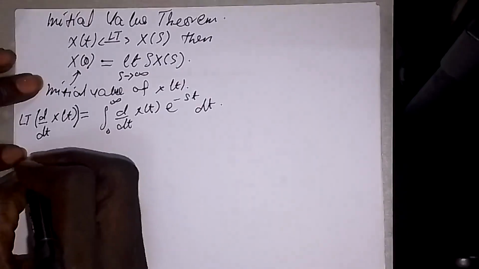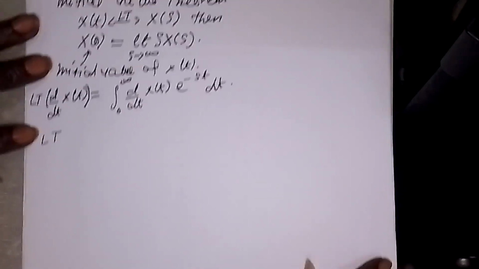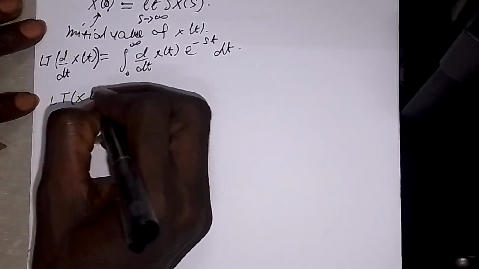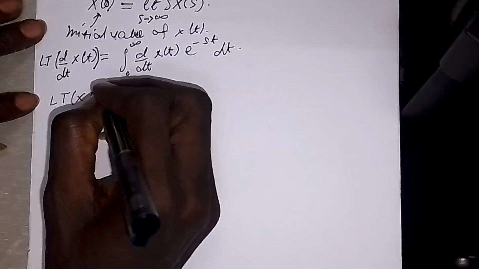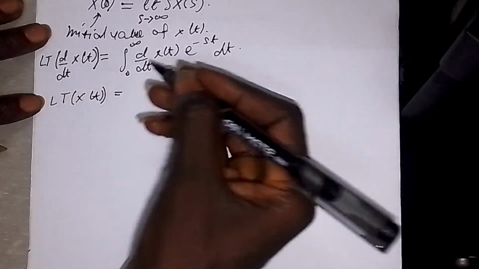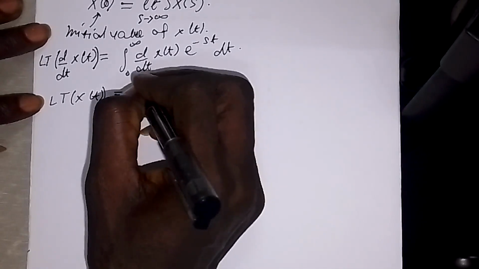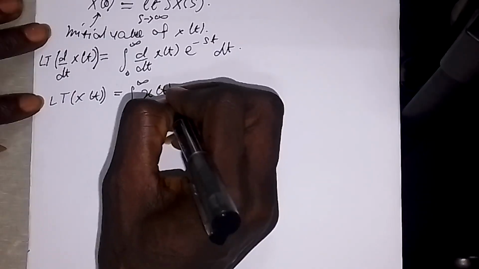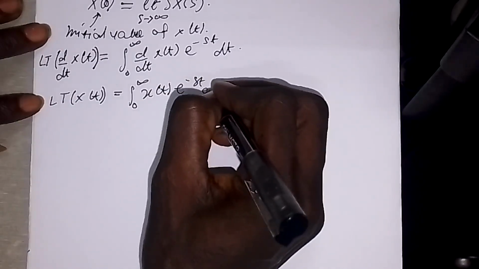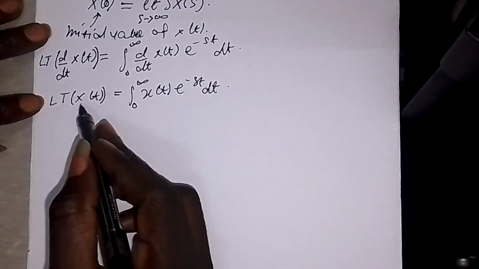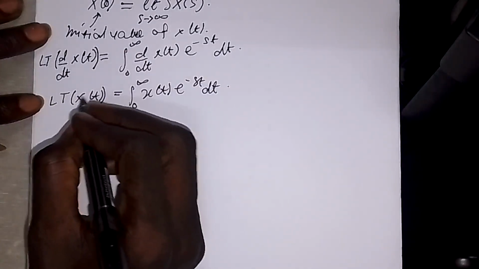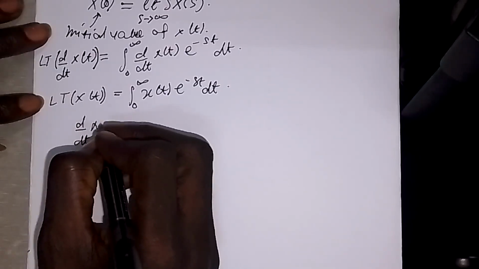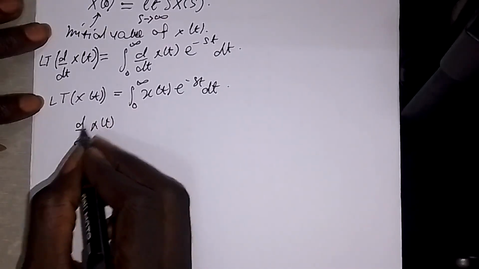You see, this one is just like saying that the Laplace transform of x of t is equals to 0 to infinity, x of t into e minus st dt. Okay, so in this case, if this place is differentiated like this, d of dt into x of t, then this one becomes my x of t.